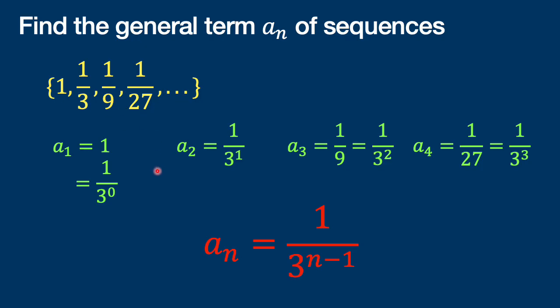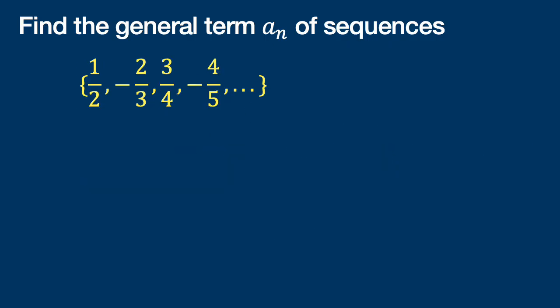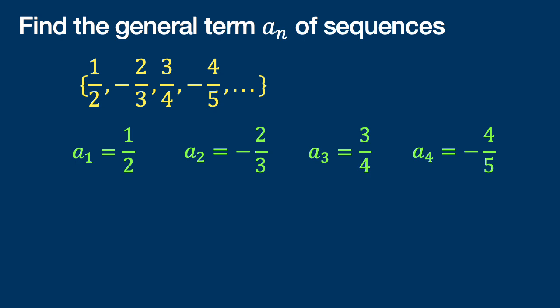So you have to find the pattern or rule or formula for the given sequence. Let's have another example. Take a look at the list of numbers. First, A1 is 1 over 2, A2 is going to be negative 2 over 3, A3 is going to be 3 over 4, A4 is going to be negative 4 over 5.